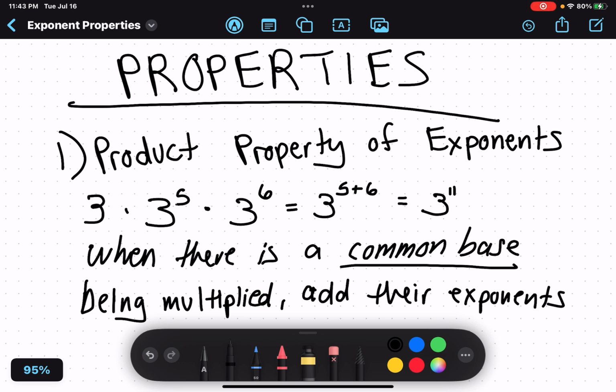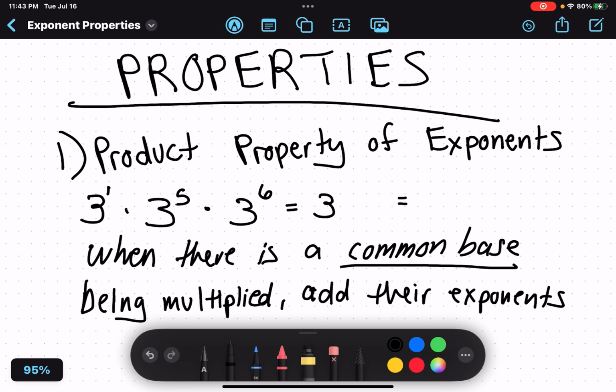And let's say we did 3 times 3 to the power of 5 times 3 to the power of 6. 3 doesn't really have an exponent on it. Does it say the same? No, it does not. There is an invisible 1. Basically any number to the power of 1 is itself. 10 to the power of 1 is 10. 5 to the power of 1 is 5. 1,000,000 to the power of 1 is still 1,000,000. So 3 to the power of 1 is 3.